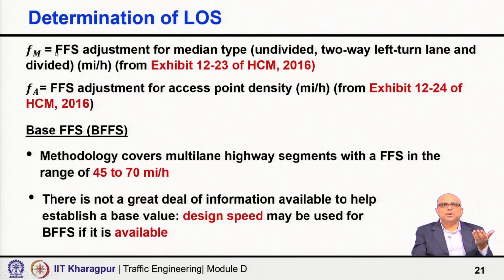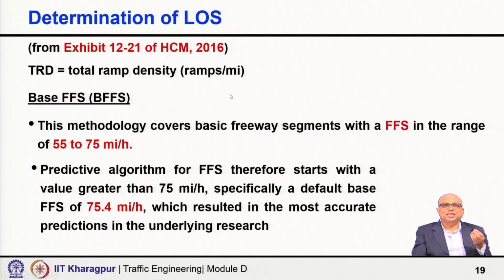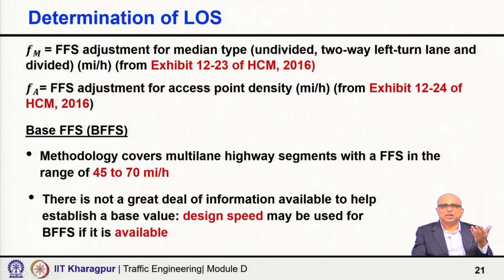And what is FM? FM is the type of median. Based on that, what adjustment is to be done, maybe undivided, maybe a two-way left turn lane, or maybe divided, accordingly what values we have to take are again given in Exhibit 12-23. And FA is the FFS adjustment for access point density. What was earlier the ramp density in case of freeway segments, for multi-lane highway segments is the access point density, not the ramps. And appropriate correction factors are there in Exhibit 12-24.